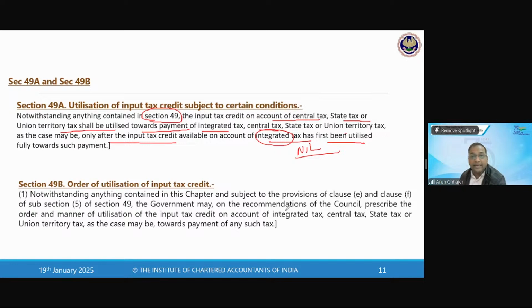Second, it says, subject to the provision of clause E of 49.5, whatever we have discussed, ITC on account of I, C, S, or U can be used toward the payment of such tax. It can be in any order, in any manner. That is the point which we have discussed. It can be 50-50, 100-0, 10-90, 90-10, whatever you want. And the circular 98, which we talked about, explains this.